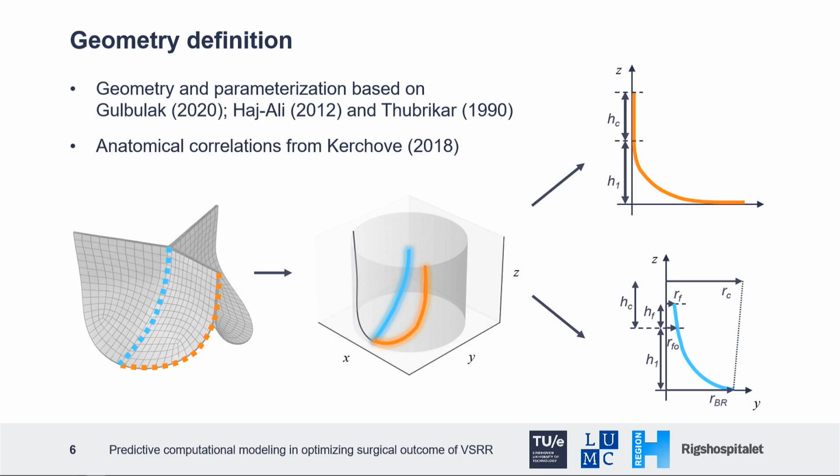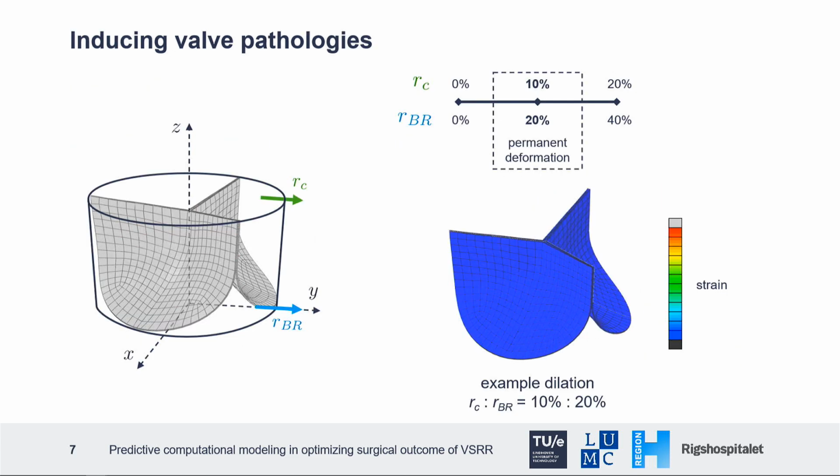What's important is that you also have to take into account that the basal ring diameter is percentage-wise a little bit smaller than the sinotubular junction. We use the ratios from the Kerkhove's paper. So then next you induce valve pathology. So in this still, yes, simplified model, you can vary the basal ring diameter and the commissural, basal ring diameter and the radius of the commissures, or the sinotubular junction, if you will.